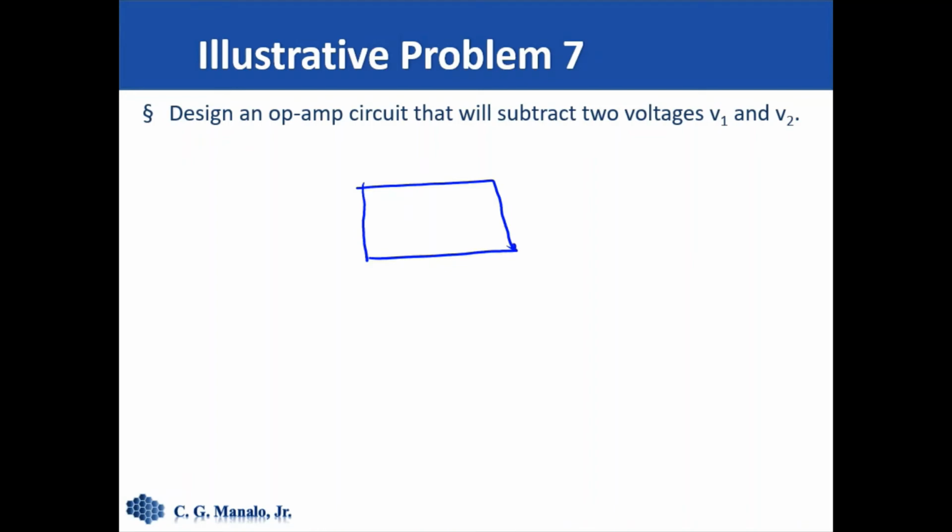So this is my design here. I don't know this yet, and I have two inputs. So let's say this is V sub 1 and this is V sub 2. I want my output to be equal to V sub 1 minus V sub 2. Okay, so the question is what should be the design of this cascaded circuit?